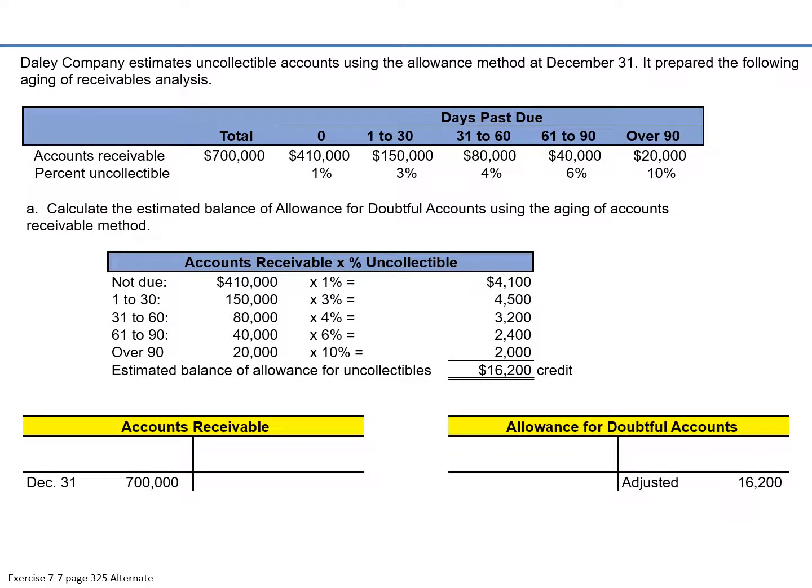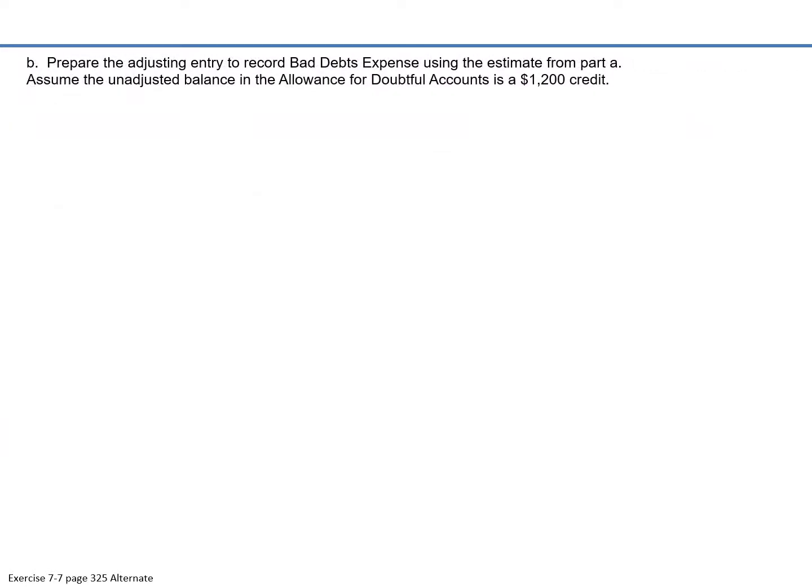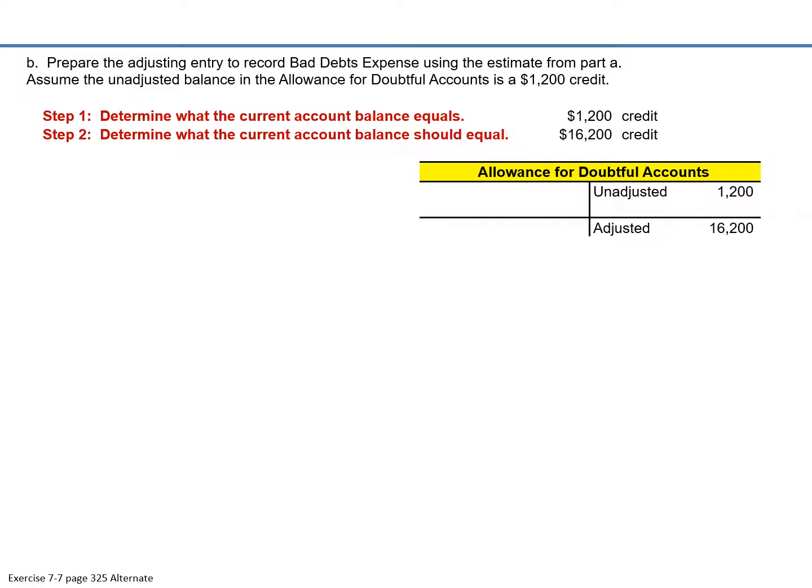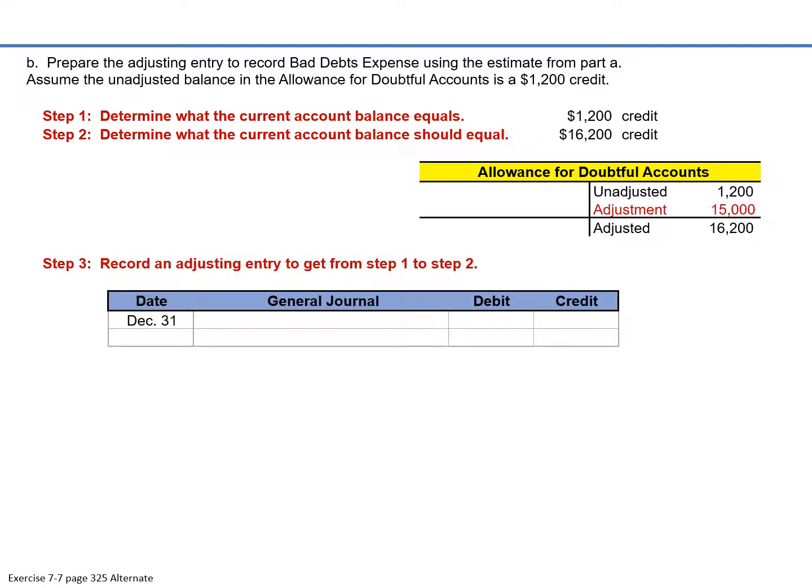Then we have a balance in our accounts receivable of $700,000. We have an allowance for doubtful accounts that needs to be $16,200. So to prepare the entry, what does our balance equal? They tell us that we start with a credit balance of $1,200. It needs to equal $16,200. So we need an adjustment of $15,000. Credit allowance for doubtful accounts, debit bad debt expense, right?